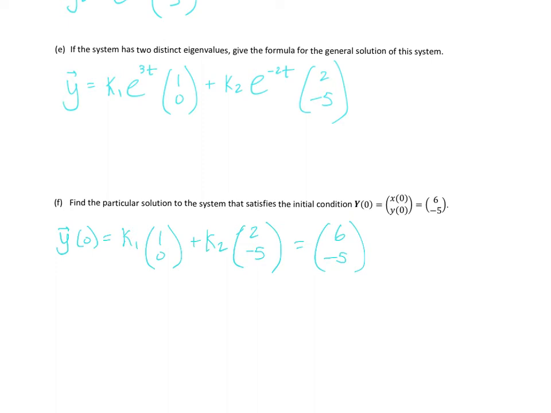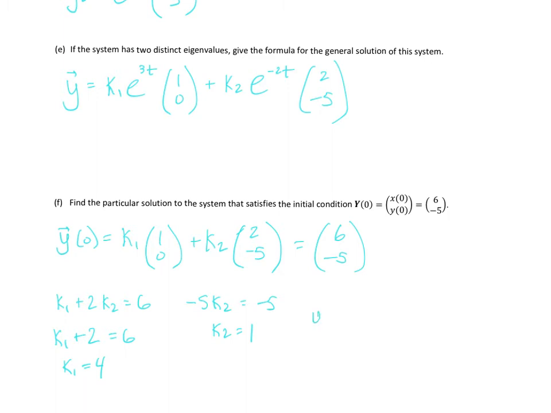So I can break this out into two separate equations. The first entry says k1 plus 2k2 is 6. And my second entry says that 0k1 minus 5k2 equals -5. So that's nice because that means that k2 is 1. And then I can put the 1 into the other equation. So I have k1 plus 2 equals 6. So k1 is 4.